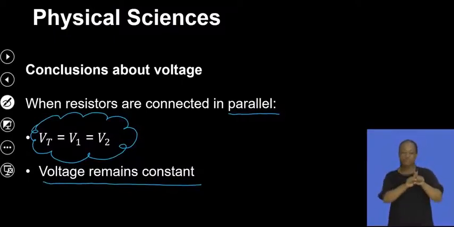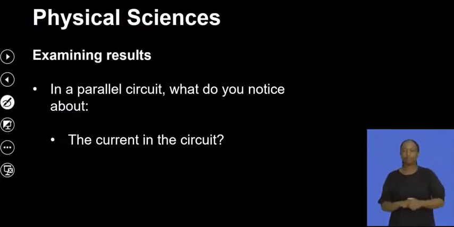So the terminal potential difference is equal to the potential difference across R1. It's also equal to the voltage across R2. Hence, we say the voltage does not change as long as it is in a parallel circuit, right? Furthermore, in a parallel circuit, let's think about what you notice about the current in the circuit.